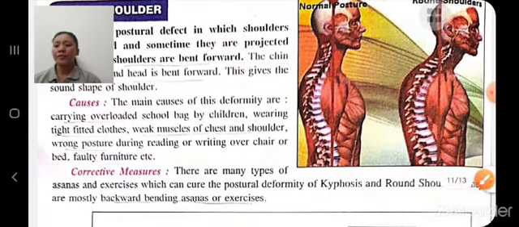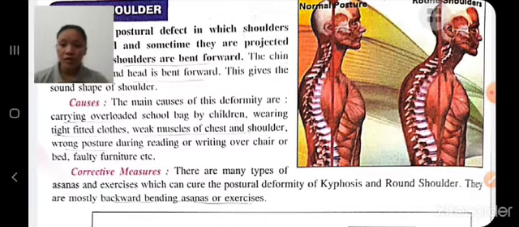What are the causes? The main causes of this deformity are carrying overweight, carrying an overloaded school bag. If you carry an overloaded school bag, then you have to bend forward. Therefore, it causes more pressure over your spine. Therefore, you bend forward.